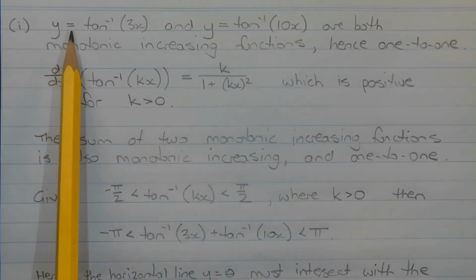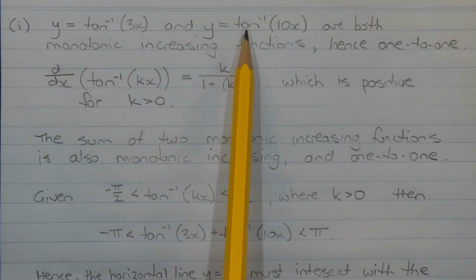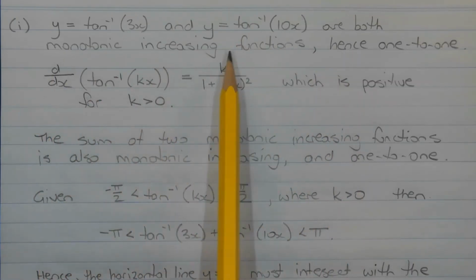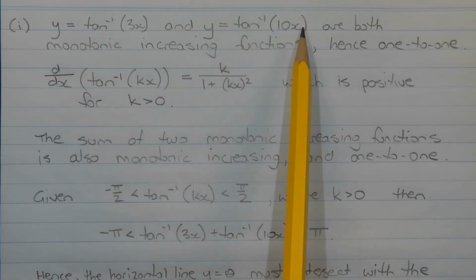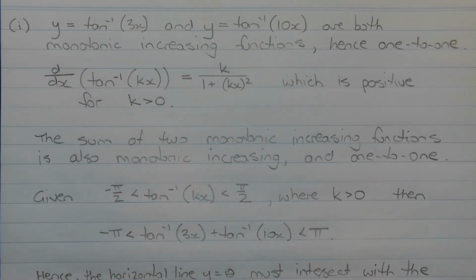The functions y equals inverse tan of 3x and y equals inverse tan of 10x are both monotonic increasing functions, and hence one-to-one. That means both functions pass the vertical and the horizontal line tests. Considering the derivative of inverse tan of kx for some value of k that's greater than 0, we get k over (1 plus (kx) squared). Now the derivative is positive for all real values of x. And that explains why inverse tan of 3x and inverse tan of 10x are monotonic increasing.